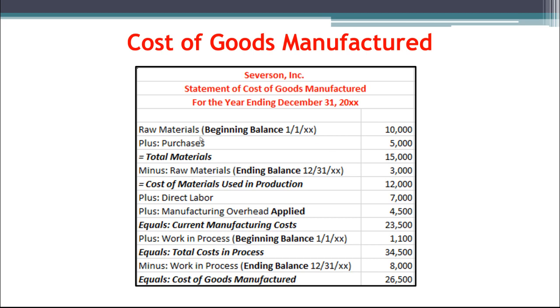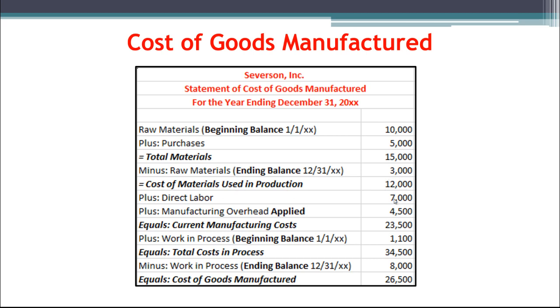Now, for materials, we have a calculation just for that, because we need to know how many materials we actually used in production. To get that, we take the beginning materials balance plus the purchases of new materials. This gives us the materials available for use, but we subtract out the materials we did not use, the ending balance, to arrive at the materials we did use. So all of that calculation was just to get to this $12,000 of materials that we used.